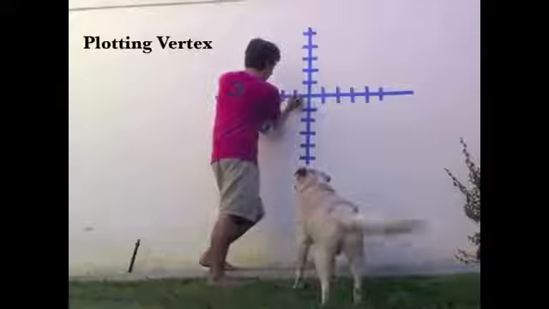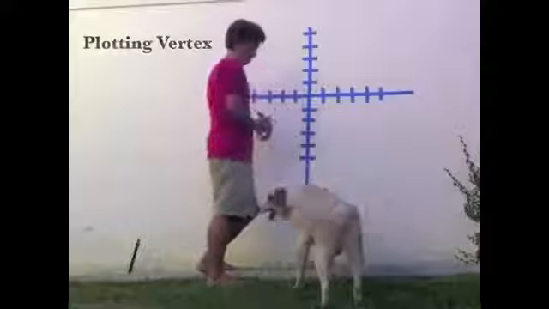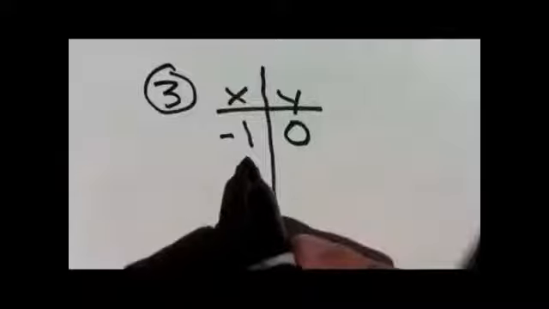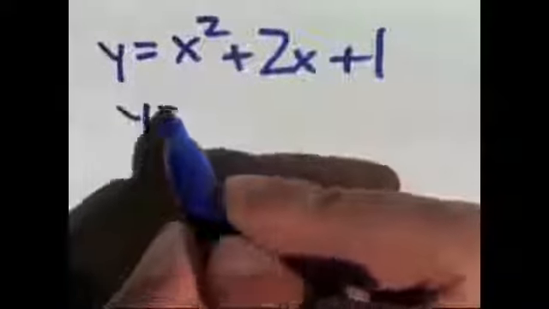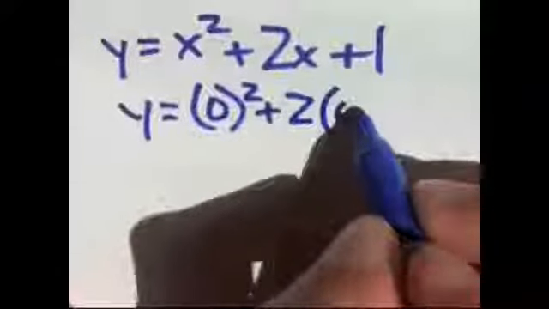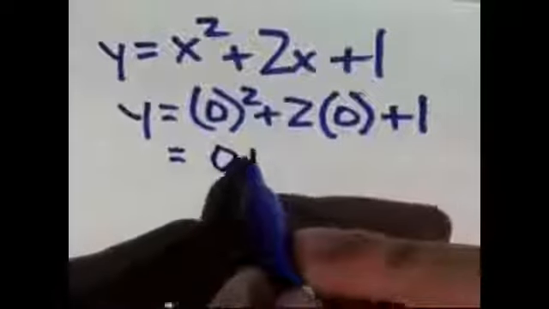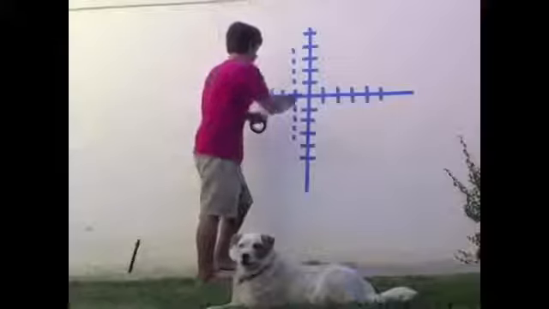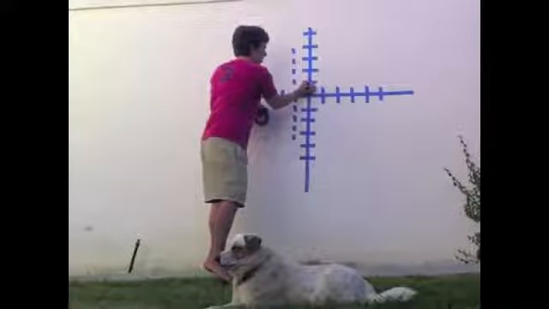So now we're going to plot that point. Negative 1, 0. Right there. Done. Now we're going to pick 2 more points. These need to be to one side of this x. So 0, that's an easy point. So we're going to go back to our equation. Y equals 0 squared plus 2 times 0 plus 1. What does that equal? 0 plus 0 plus 1. So that's another point on our graph. 0, 1. So we're just going to go 0 on the x-axis, 1 on the y-axis.